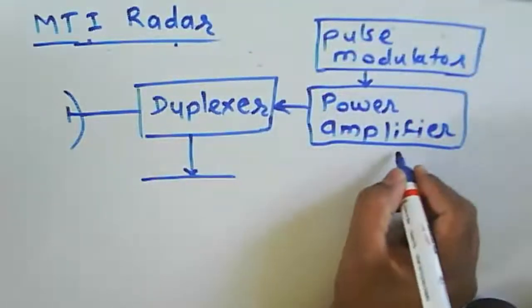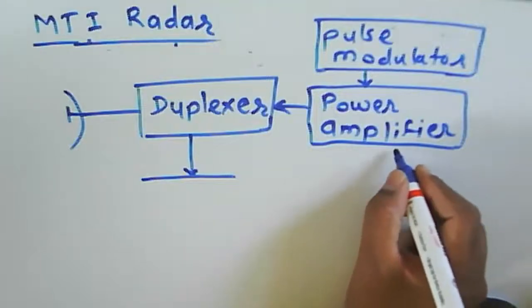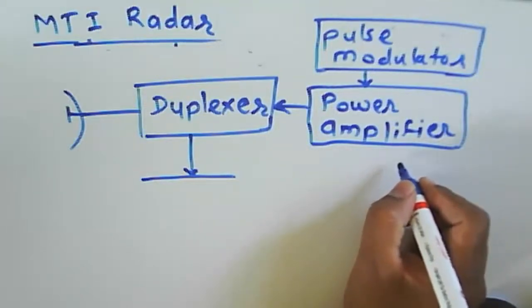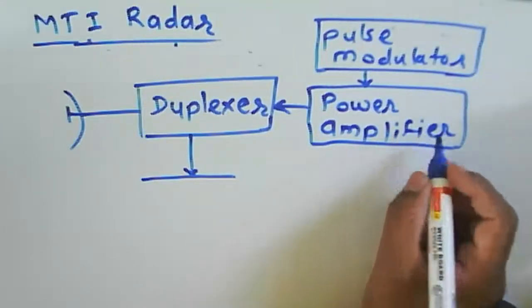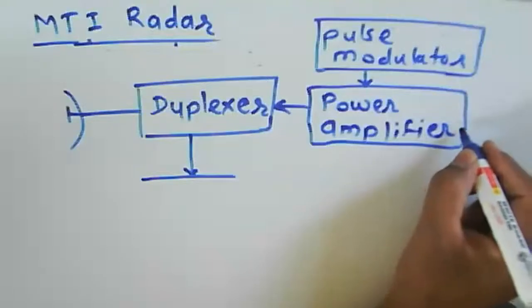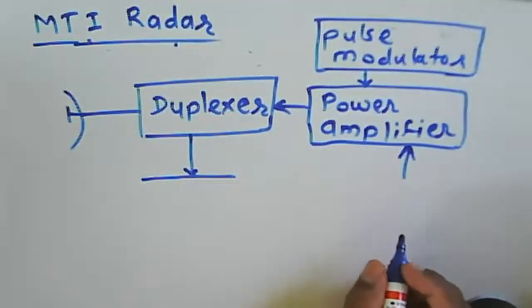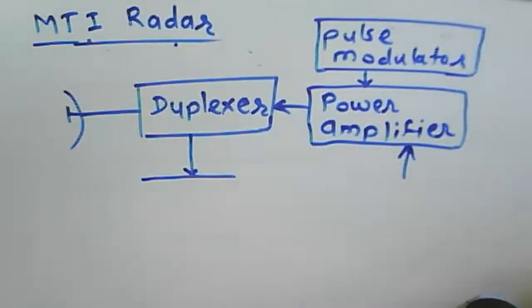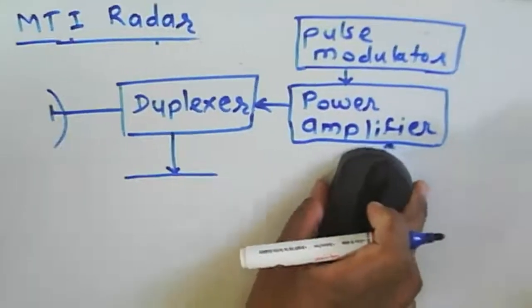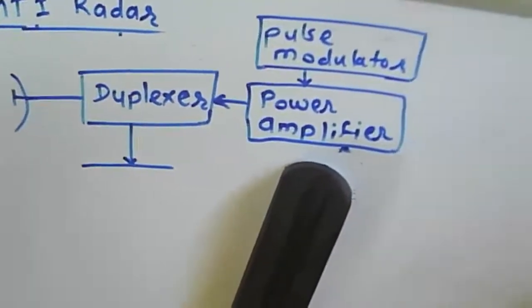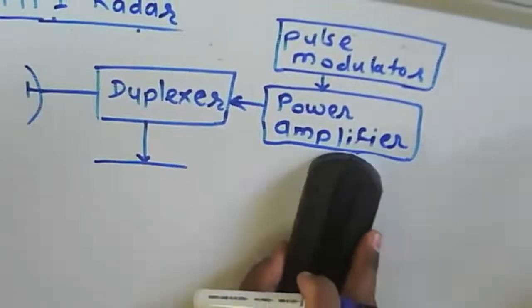For this block we provide the local oscillator because that signal is to be amplified. What signal is being amplified by this block here? This one is the power amplifier, and we are providing the input here. So I'll consider it this way. Now we have a transmitter.